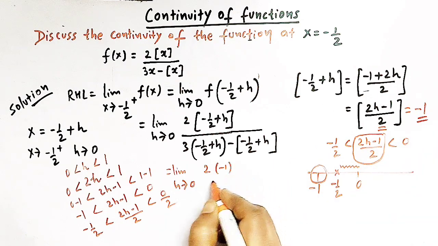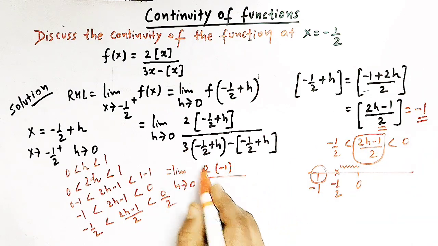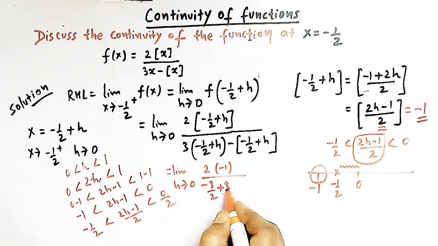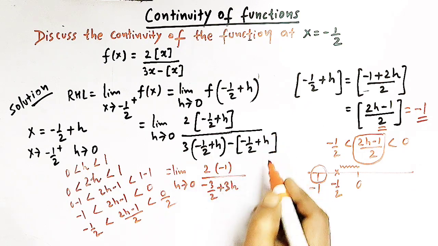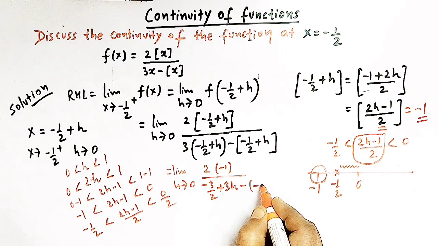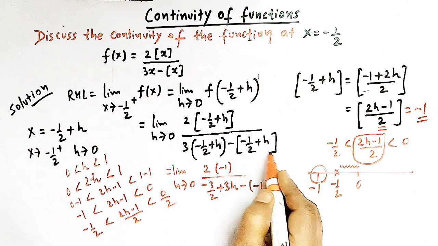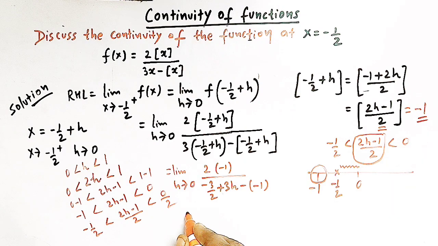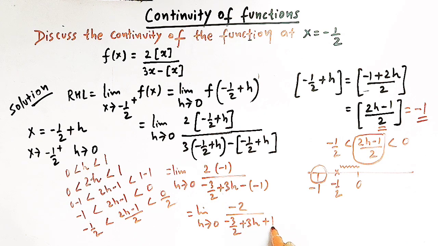So here we have minus 1, and here we have minus 3 over 2 plus 3h, and for this we have minus 1. The value of greatest integer of minus half plus h is minus 1. So now we have limit h tends to 0. This is minus 2, and here we have minus 3 by 2 plus 3h and plus 1.